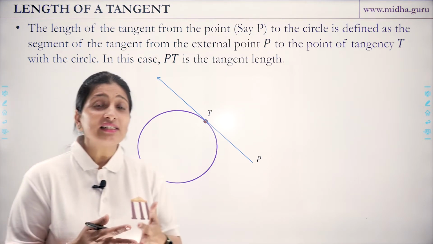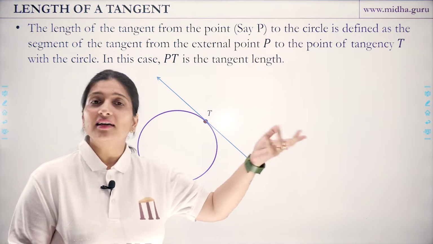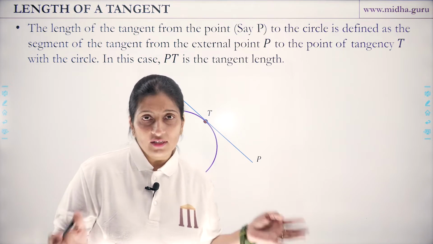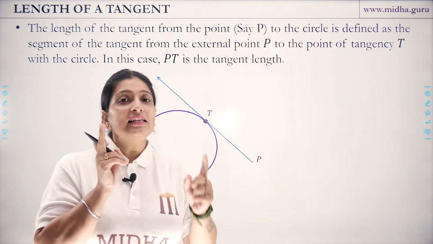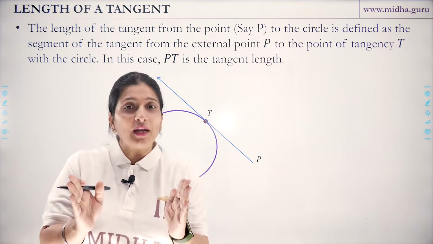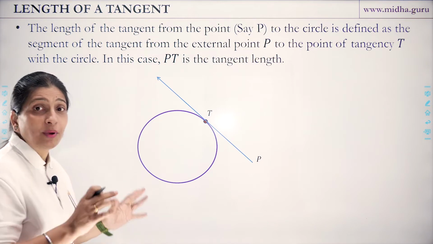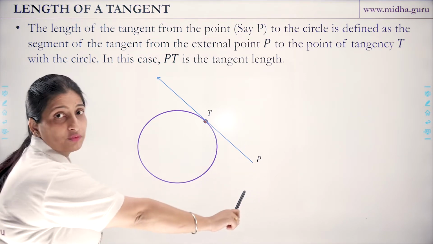Since the tangent is a line, we have seen the tangent is a line that intersects the circle in one point. So the line does not have a length. So the length of the tangent means any part of the tangent, a segment of that tangent. So we can define the length of the tangent from any point P. The point P lies in the exterior of the circle.